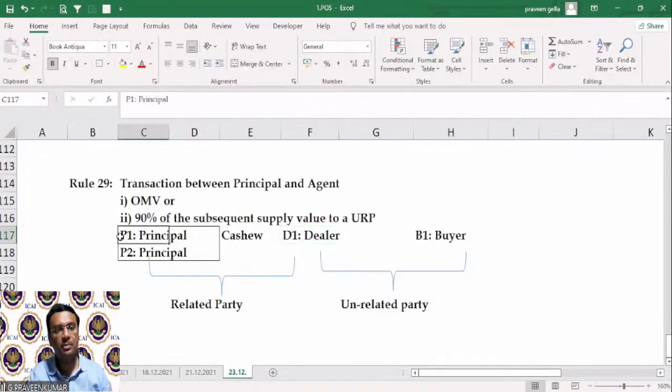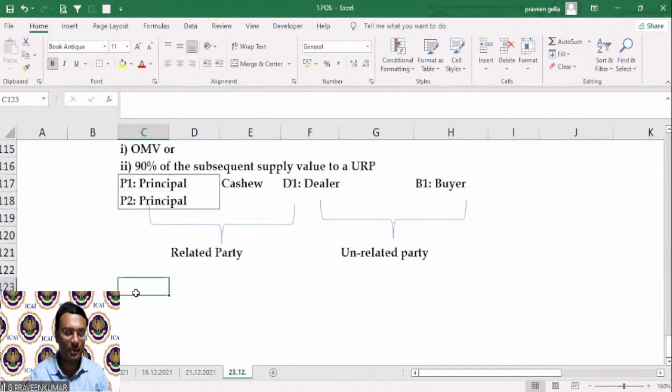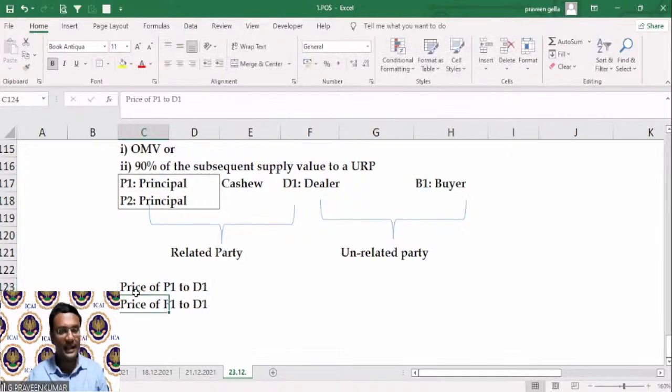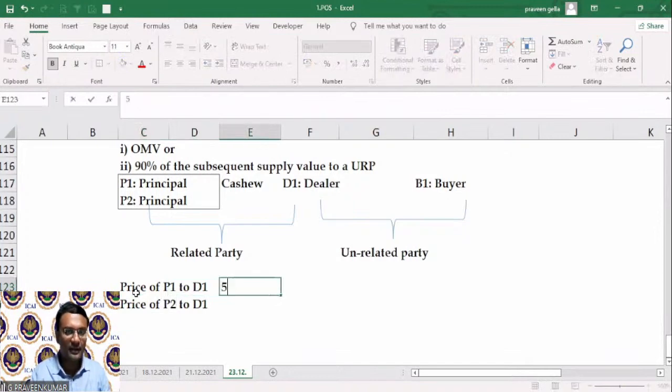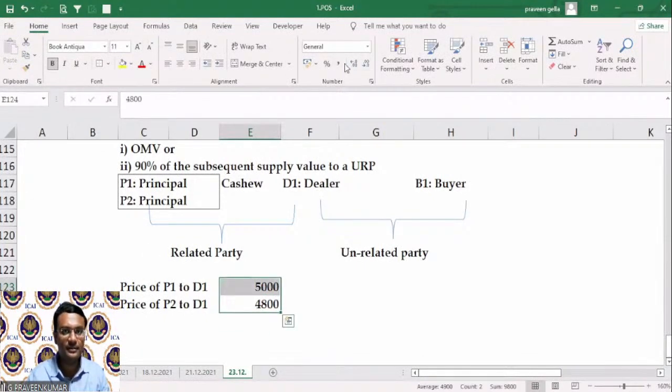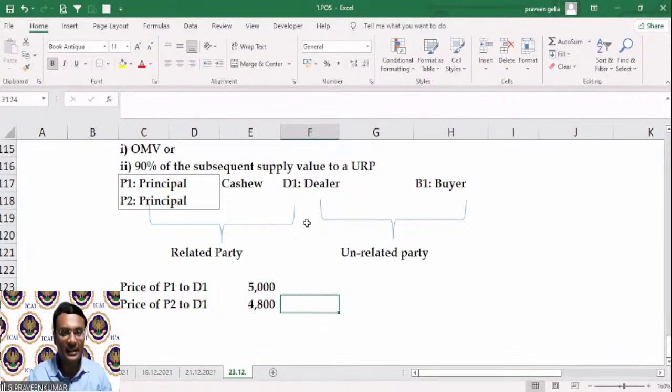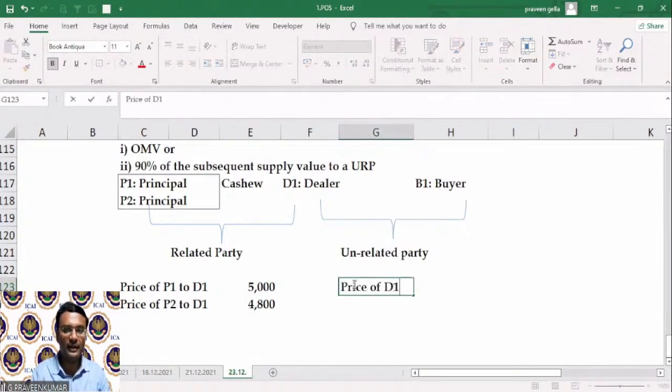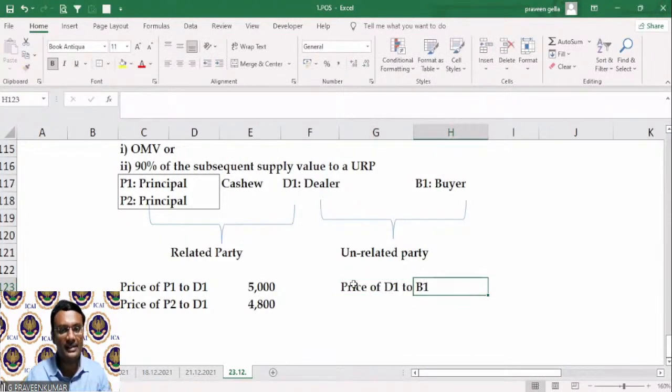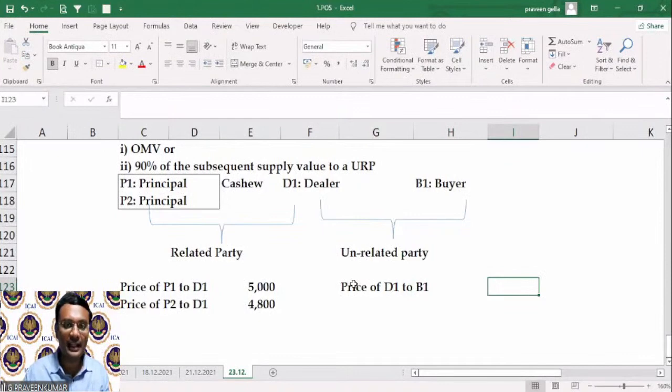Dealer has a choice to buy from principal 1 or to buy from principal 2, right? Now, let us assume for a moment price of P1 to D1, price of P2 to D1. Say 5,000 is the selling price, 4,800 is the selling price. Now, price of D1 to B1, means the dealer sells to the buyer. Say he is selling with a markup of say 5,800.